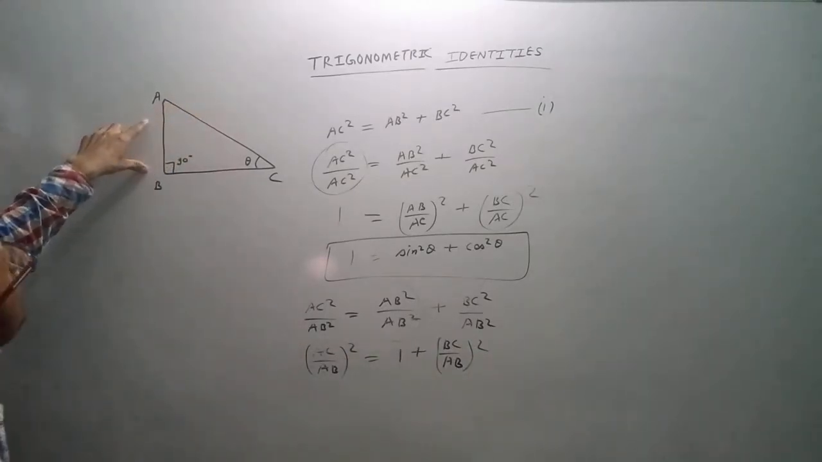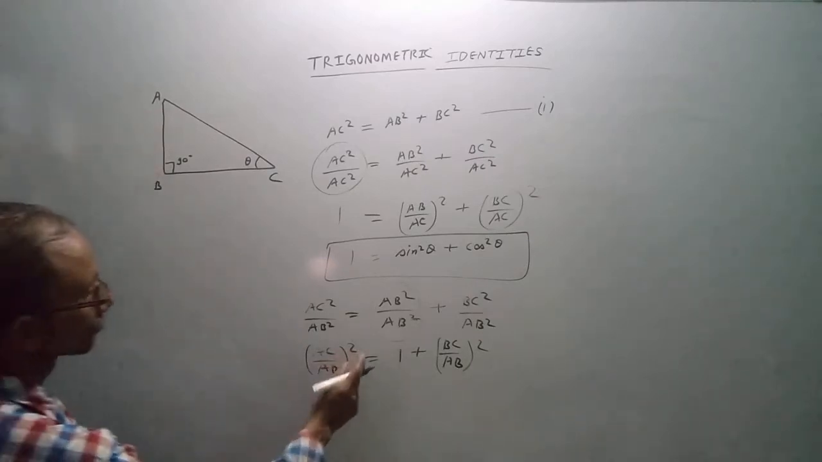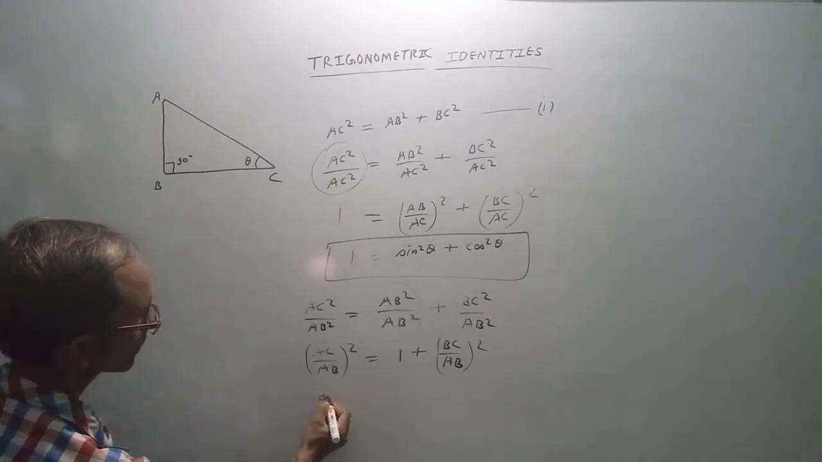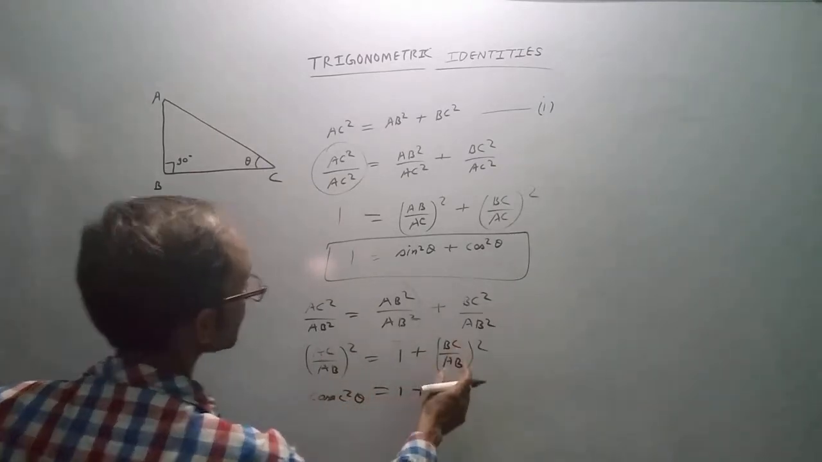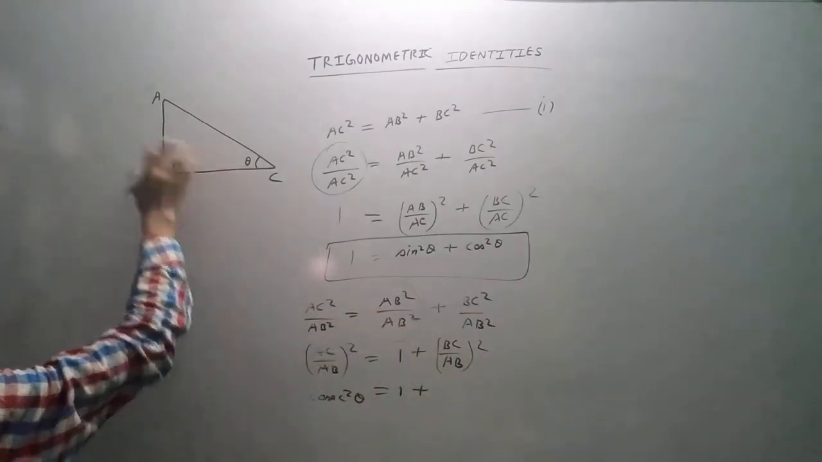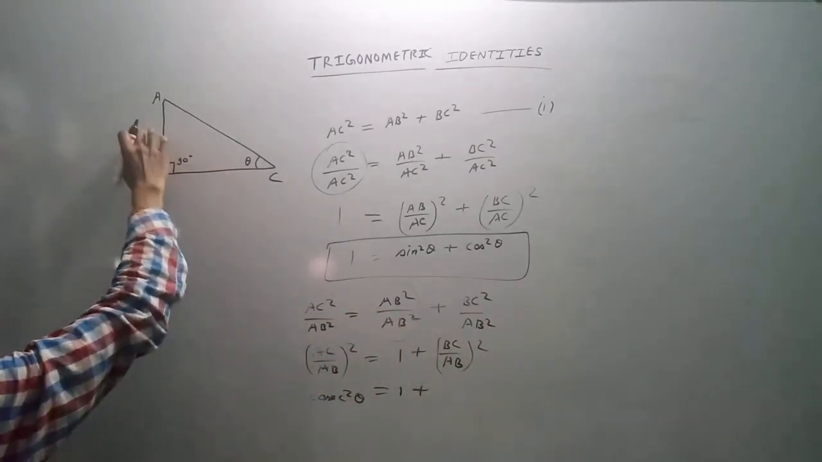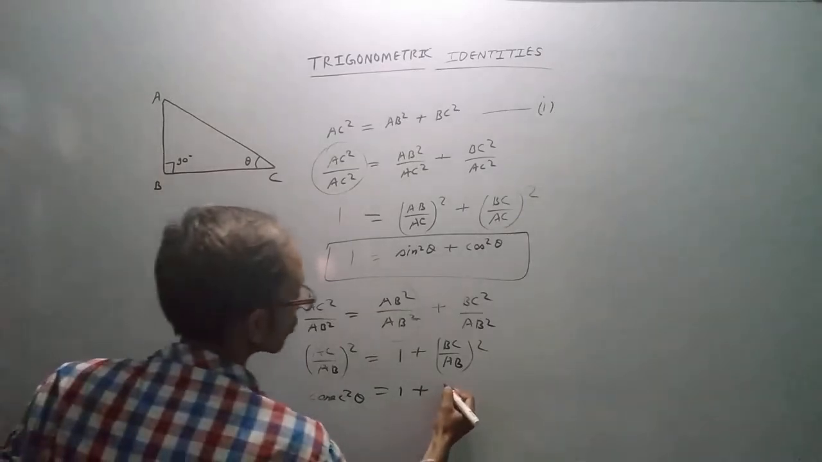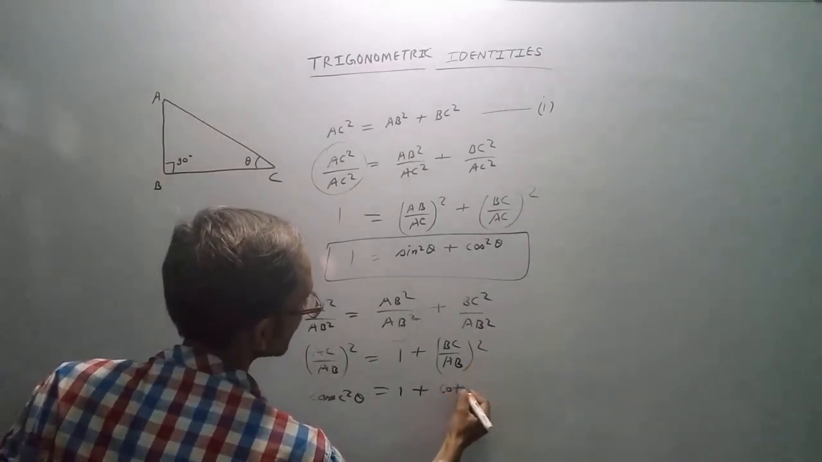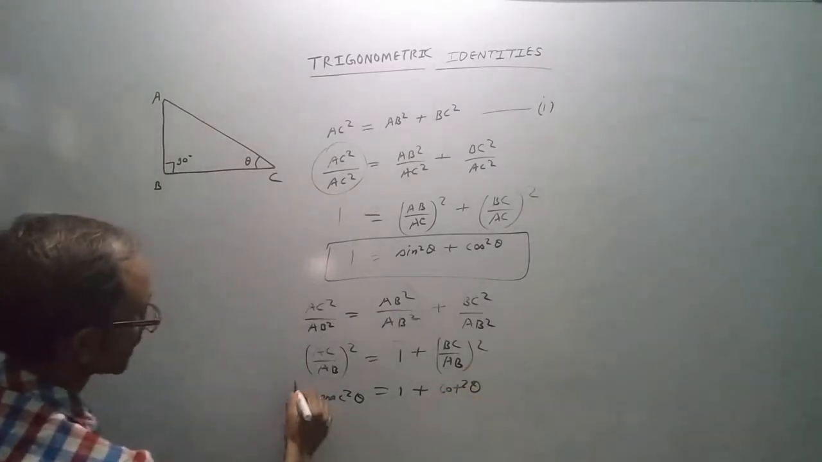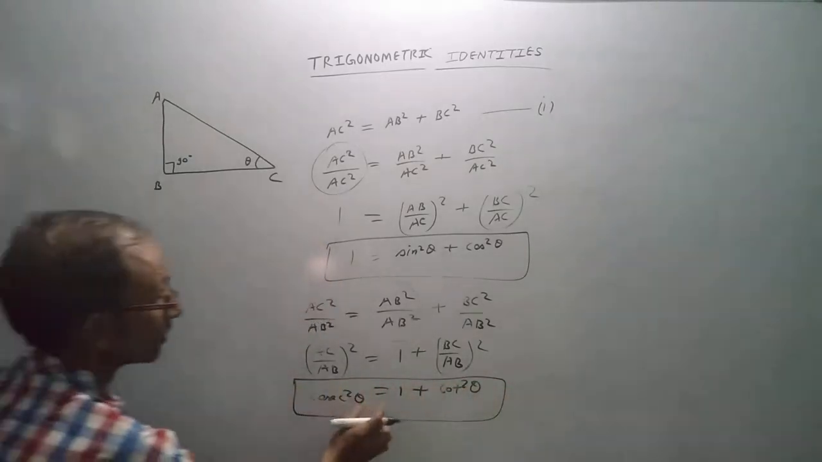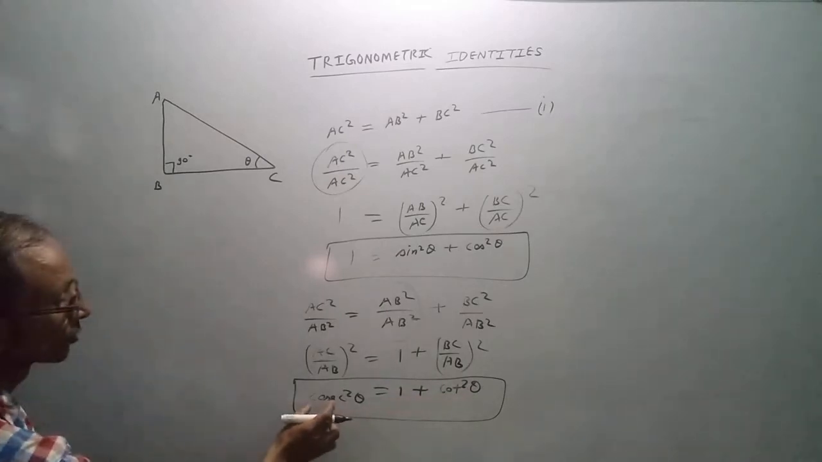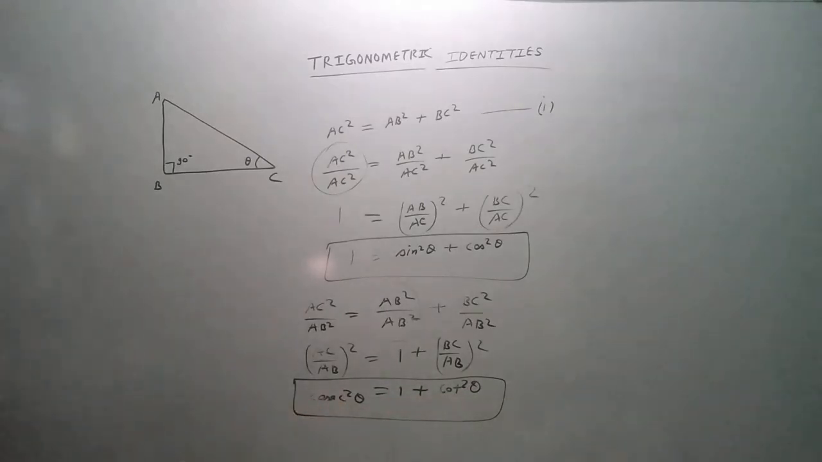Now, AC upon AB is nothing but cosec theta, right? And there is a square, therefore cosec square theta is equal to 1 plus BC upon AB, base upon perpendicular, is nothing but cot theta, and there is a square, therefore cot square theta. This is your second trigonometric identity. 1 plus cot square theta is equal to cosec square theta.